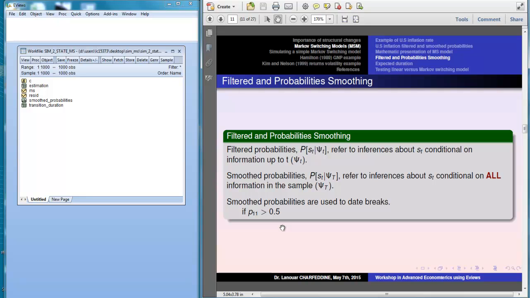Some characteristics of this model: when we estimate the model, we can get the filtered and smoothed probabilities, and in general we use the smoothed probability to detect breaks. If p_12 is bigger than 0.5, in this case we switch from one region to another one.